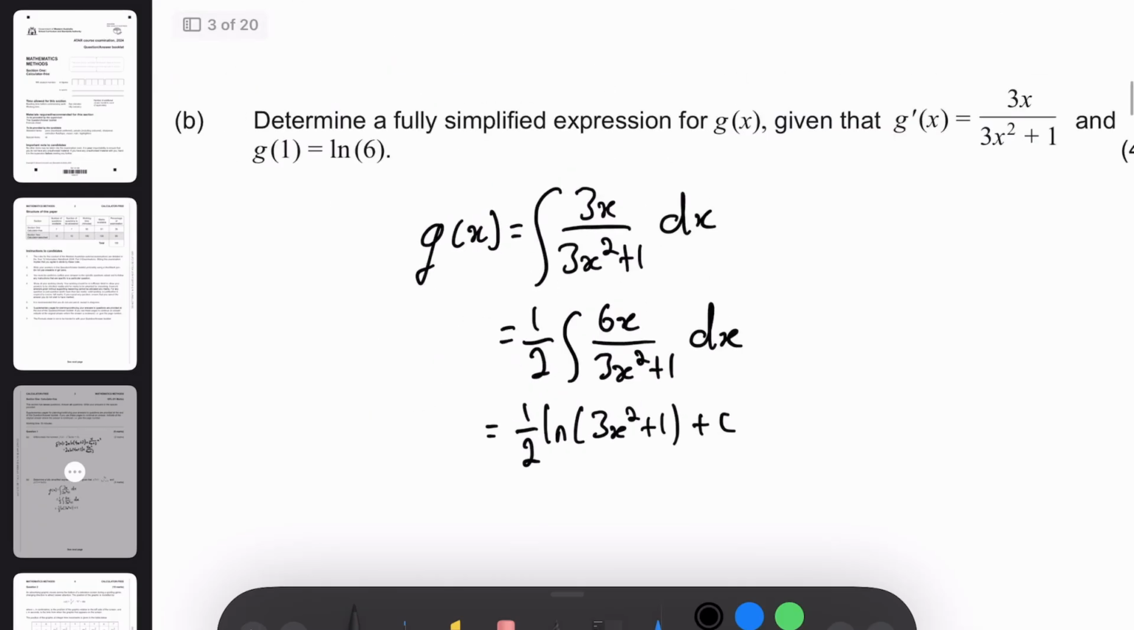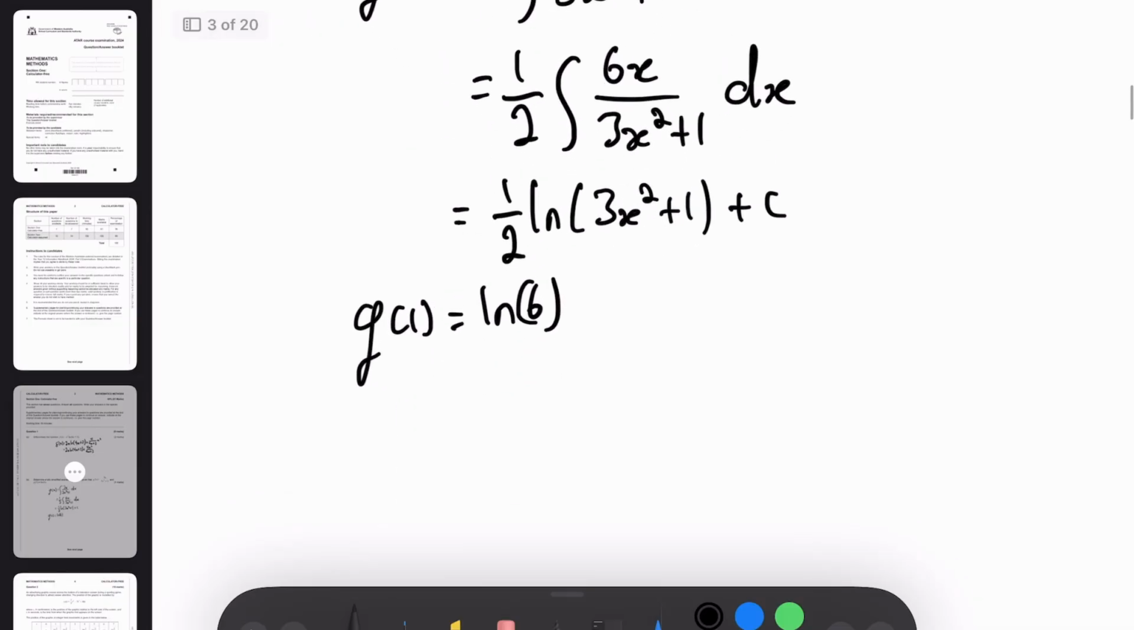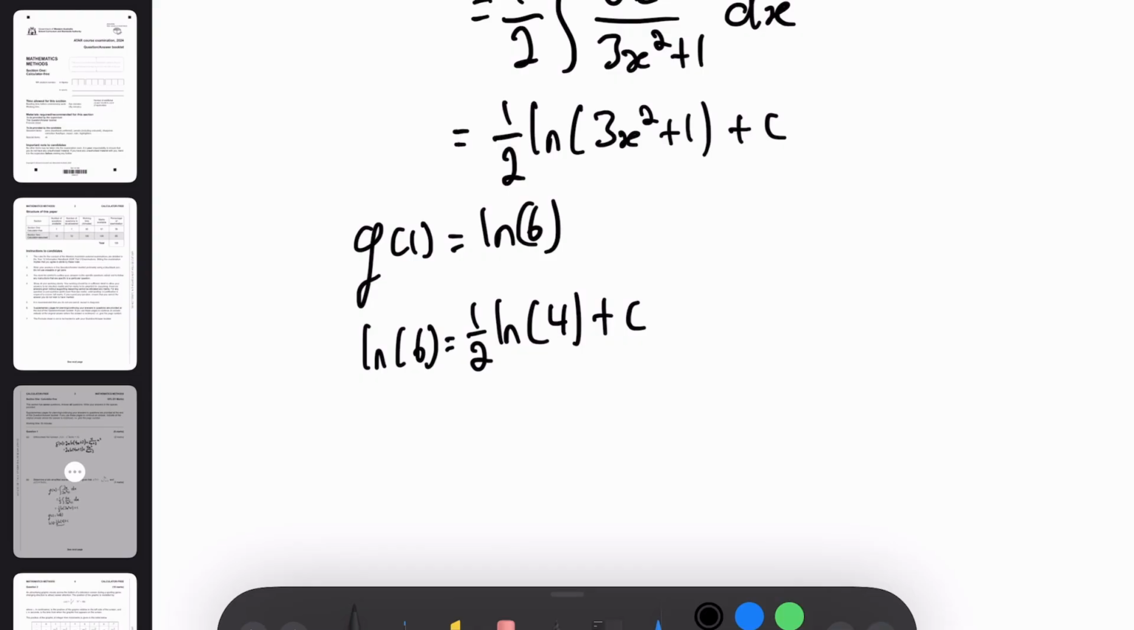plus c. Now since we know that g of 1 is equal to ln of 6, then we can substitute g of 1 into this function here, see what we get. So you know that ln of 6 is going to be equal to half ln of 4 plus c. Okay, from here we can simplify this expression a bit. Since we have this half on the outside and it's being multiplied to the ln of 4, we can put it on the inside of the ln of 4 as the power. So we have ln of 6 is equal to ln of 4 to the power of a half.